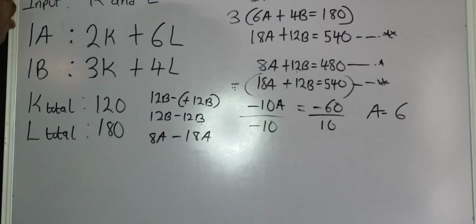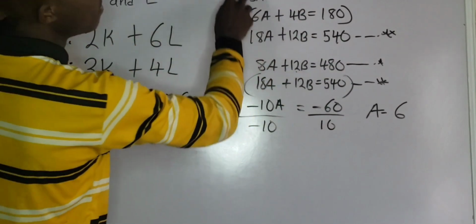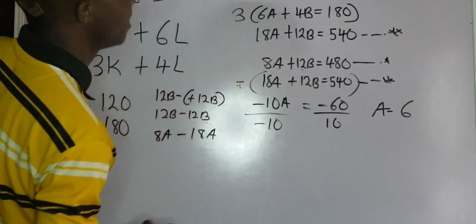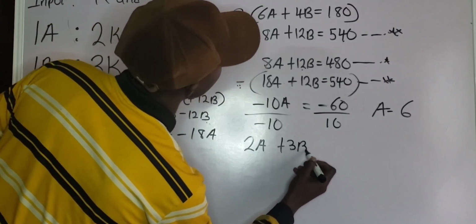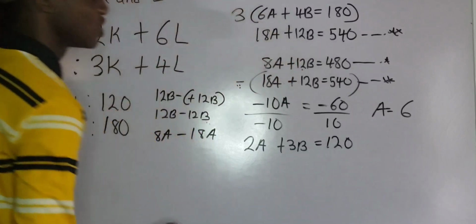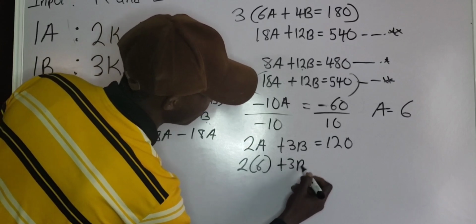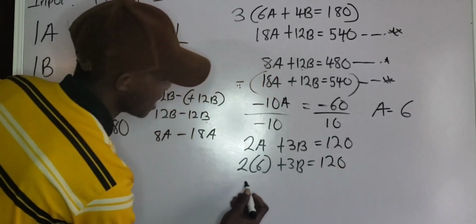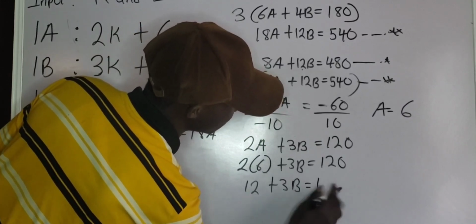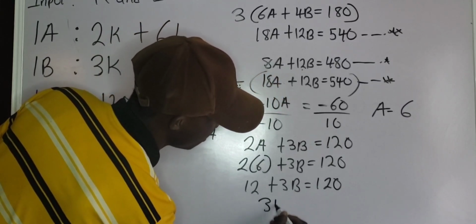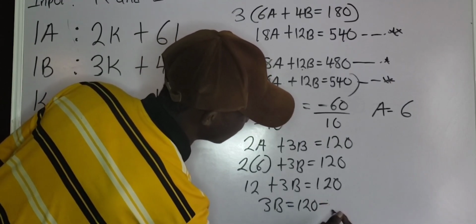Now, to determine the value of b, just substitute the value of a into any of these equations. Let us make use of equation 1. You know equation 1 is 2a plus 3b is equals to 120. So when a is 6, I'm going to have 2 into bracket 6 plus 3b is equals to 120. 6 times 2 is 12, so 12 plus 3b is equals to 120. The next step is that I'm going to collect like terms. So 3b is equals to 120 minus 12.